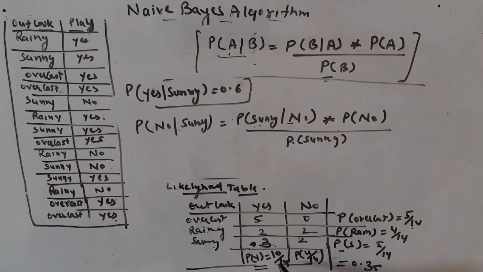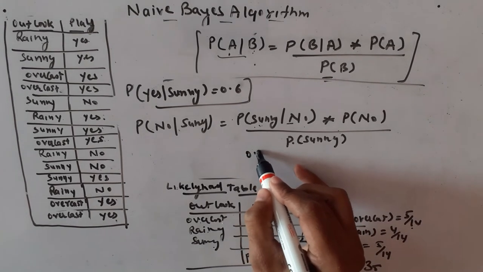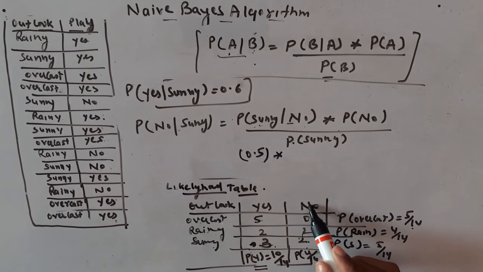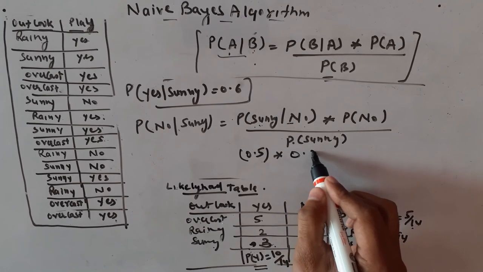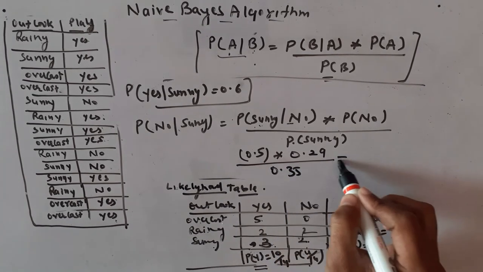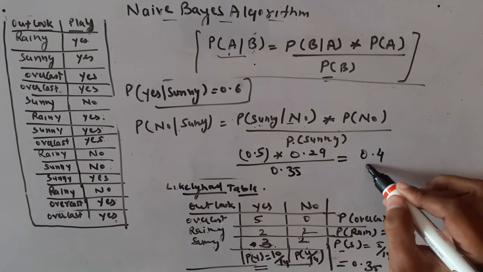We can find this from here. The probability of sunny is 2, and when there is no game, the total number of no is 2 plus 2, 4. So that would be 0.5. 2 by 4 is 1 by 2, and we can write it as 0.5. And the probability of no, the probability of this column, is 4 by 14, which was our 0.29. And the probability of sunny was 0.35. And if we calculate this, it will come around 0.4.